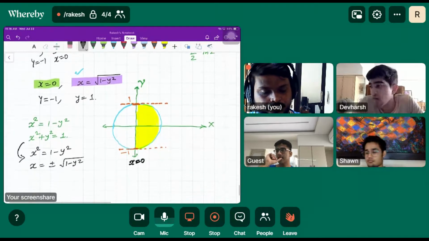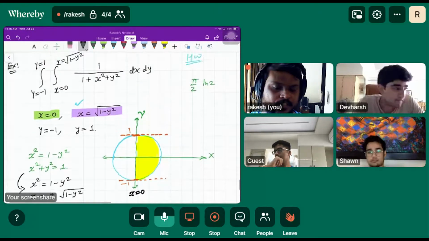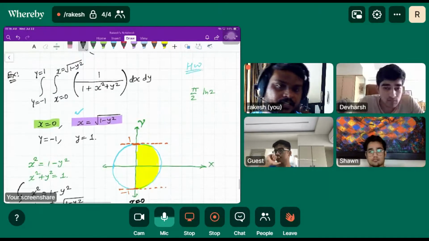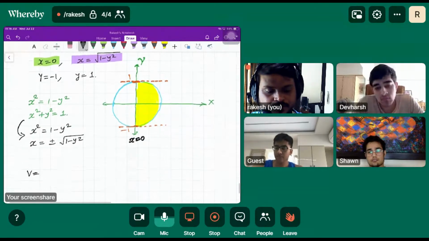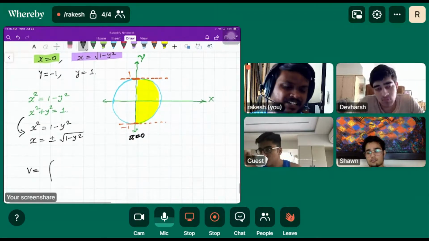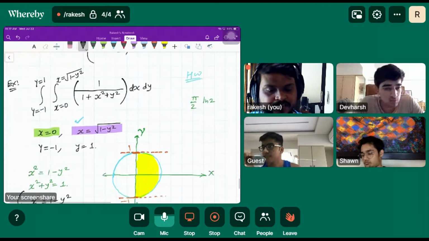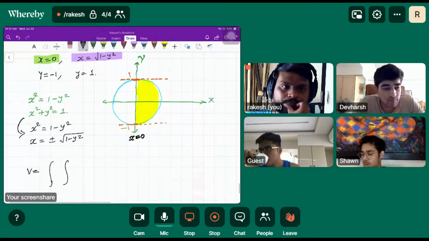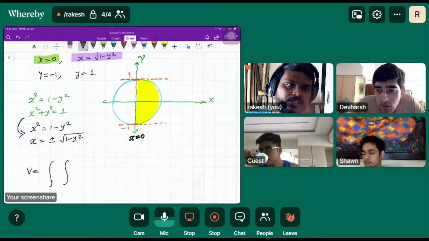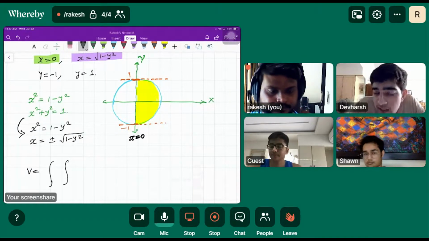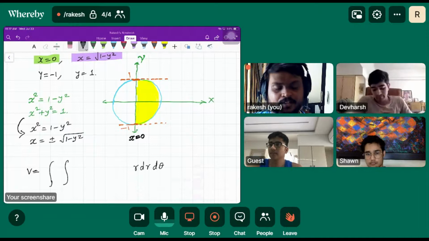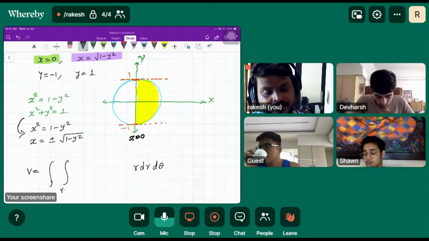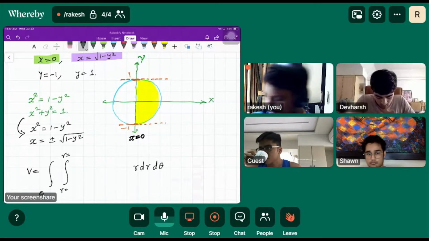So the volume, what are we finding here? Volume, obviously, because this is the height, right? This is the function given to us, so we are finding the volume. So volume is equal to, now dA, or this dx dy, will be converted into what? R dr d theta. Very good, perfect. So r dr d theta. Now the inner integral will have r is equal to, the outer integral will have theta is equal to.